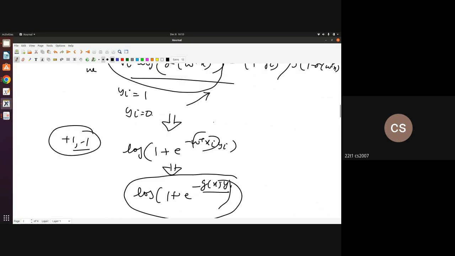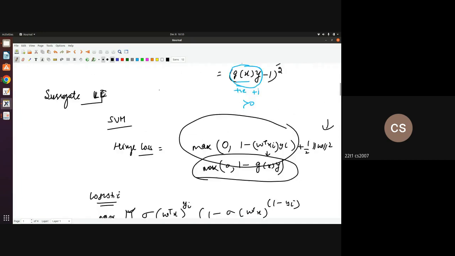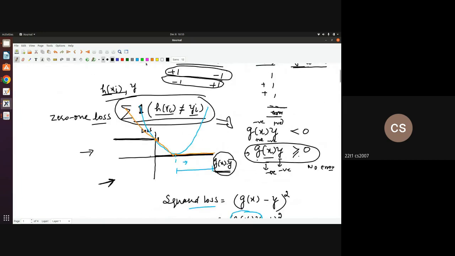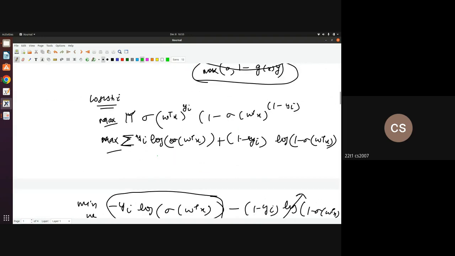Okay, and if you try to plot it, it's a log function. If you try to plot it over here, you'll get something like this. Won't touch 0. Sorry, won't touch 0. So something like this you will get. So if you compare it with 0, 1 loss, it is trying to get a smoother function of 0, 1 loss so that we can approximate it. Okay, and also it is convex. So that's what logistic regression is trying to do here.